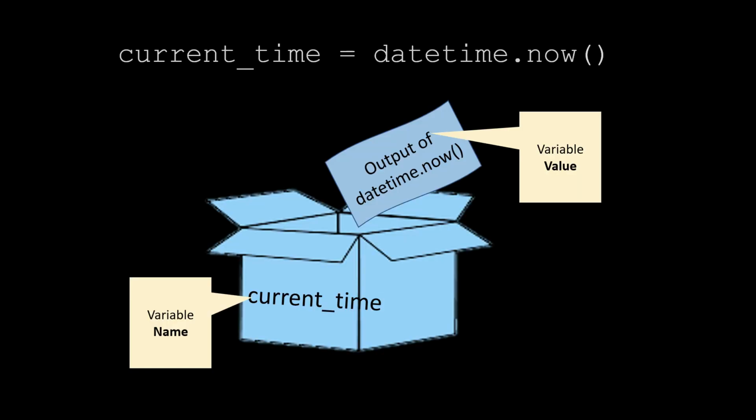For example, consider the line from the previous code. current_time = datetime.now. Here, the box's name is current_time. It is the variable here. This box, that is the variable, stores a value which is the output of the command datetime.now. It is really as simple as it looks.